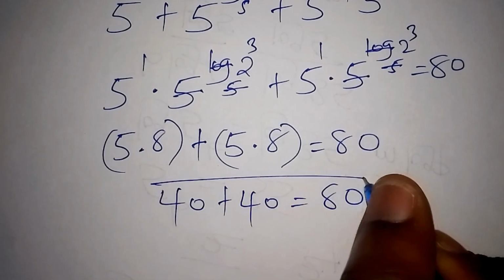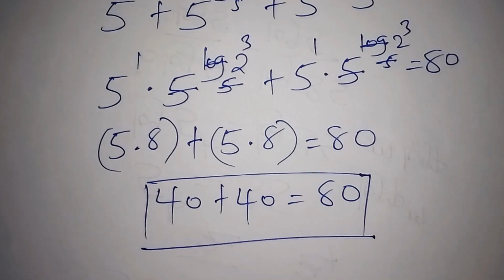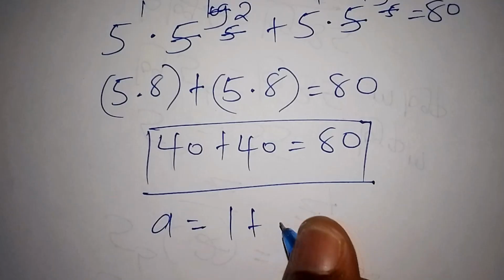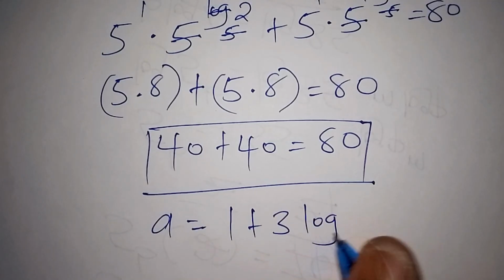So meaning that our answer is very correct, when you say that our value for a in this case, a is equal to 1 plus 3 log of 2 to the base of 5.